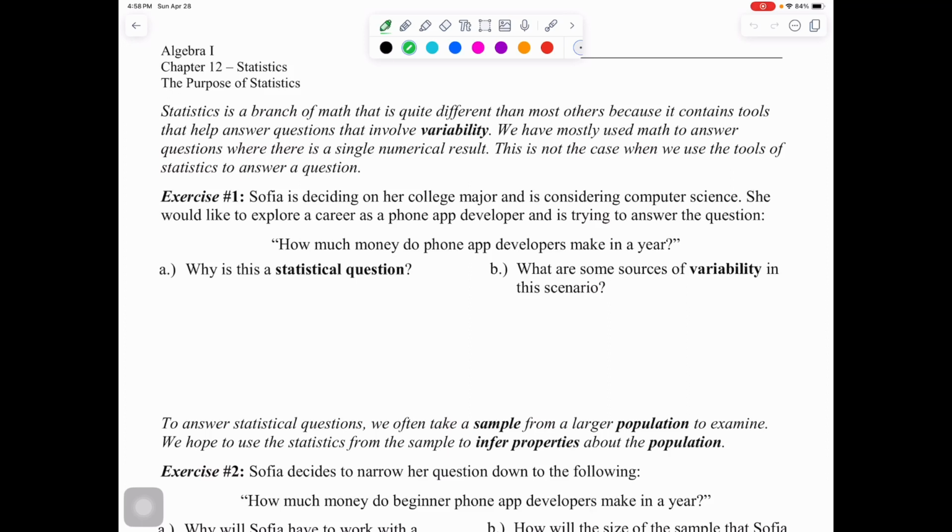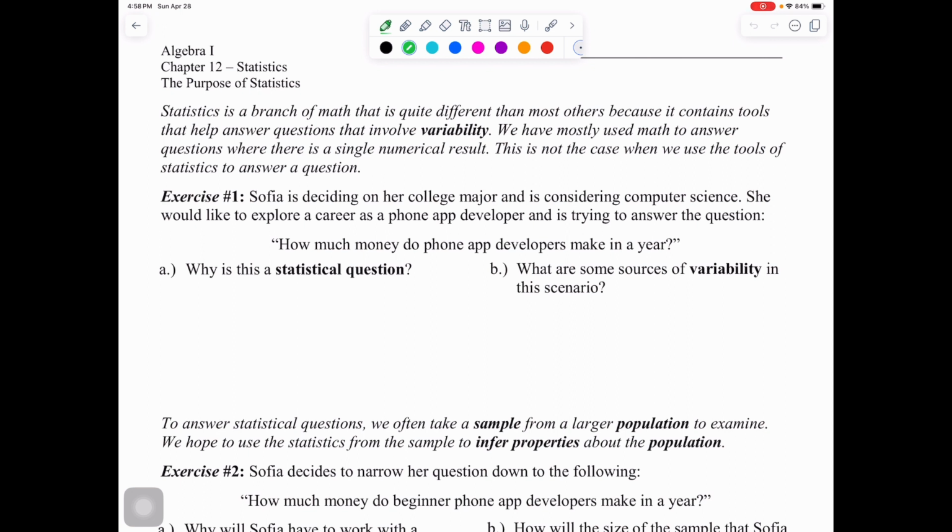Our next lesson is called The Purpose of Statistics. This is the start of our statistics chapter. So statistics is a branch of math that is quite different than most others because it contains tools that help answer questions that involve variability. We have mostly used math to answer questions where there is a single numerical result or a single answer. This is not the case when we use the tools of statistics to answer a question.